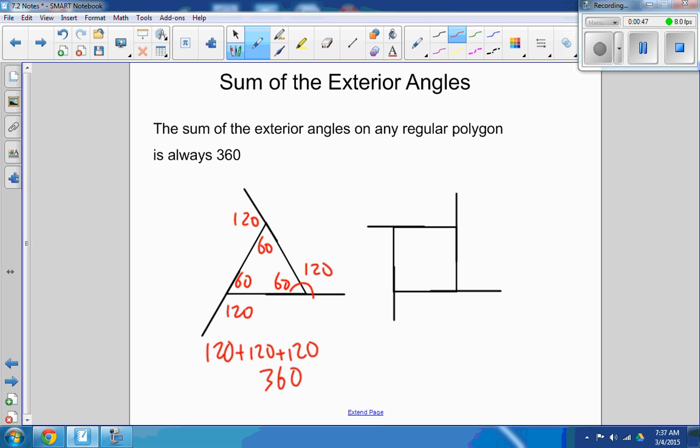All right, now let's look at the square. Now we know a square, they're all 90. Thus, we know all these angles are also 90, again, because they are a linear pair. So 90 times 4 is also 360.